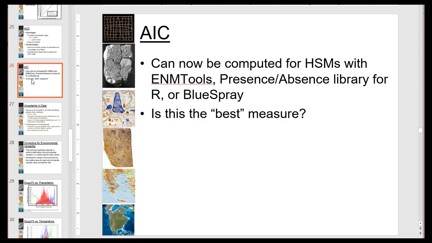You can use AIC. It's not built into Maxent. However, there was a software tool that came out called ENM Tools, and a paper associated with it that showed how to compute AIC. The method that I actually used came from that paper, the one I taught you in class, with the multiplying the probabilities together. There's also a presence-absence library for R that includes computing AIC for habitat suitability models, and Blue Spray has it built in as well. Question is, which is best?